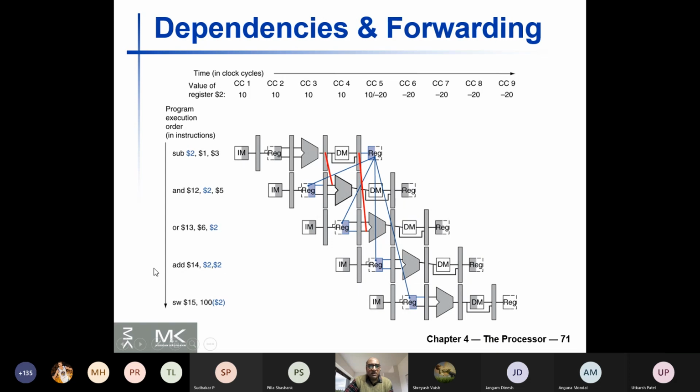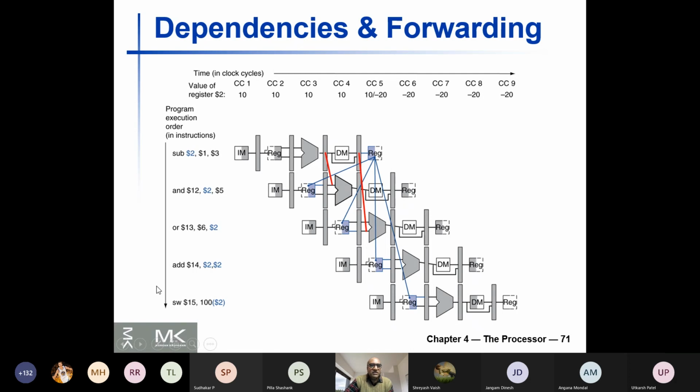For the other instructions it's not required. For example, ADD here also requires the operand of register 2, but this is safer, because the ADD execution stage is in clock cycle 6, but in clock cycle 5 itself we are writing into the register file. So in clock cycle 6, the desired content is available. So there is no need for forwarding for this ADD. Similarly, store word is pretty straightforward. No forwarding is required because the value has to be placed into memory, and by that time it's already there. So the last 2 instructions don't require any forwarding, no problem at all.